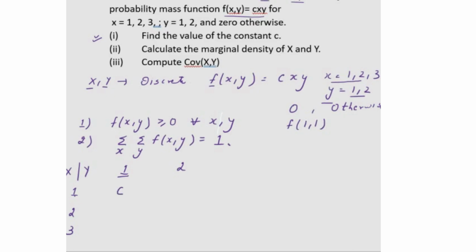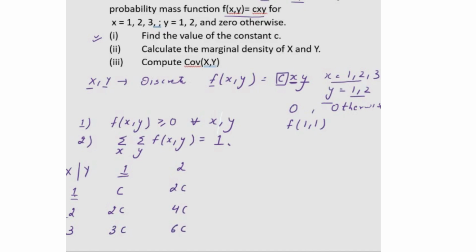For this point, when x is 1 and y equals 2, this corresponds to f at (1,2). Plugging in x equals 1 and y equals 2, this becomes 2c. When x is 2 and y is 1, this becomes again 2c. Then x is 2 and y is 2, so this becomes 4c. Then 3c and this is 6c.